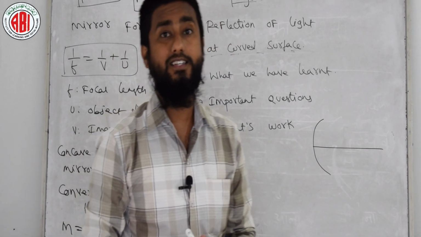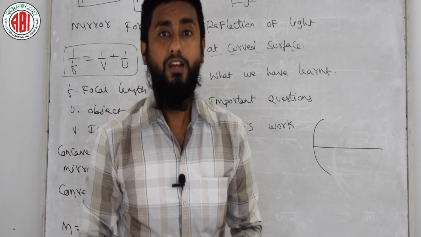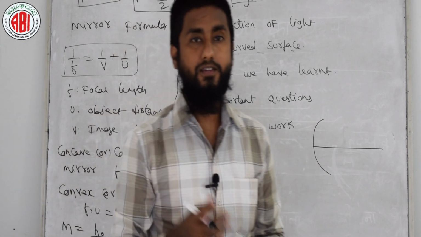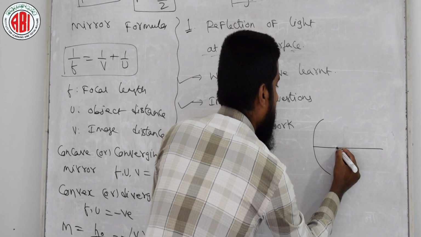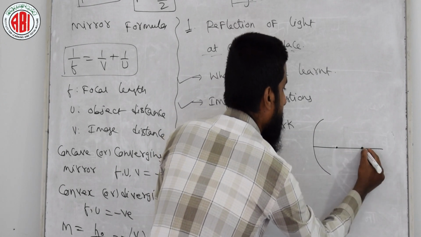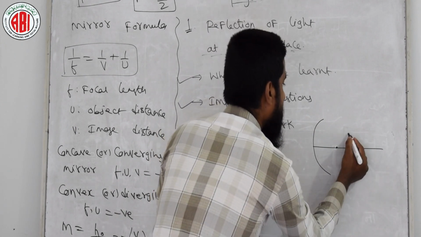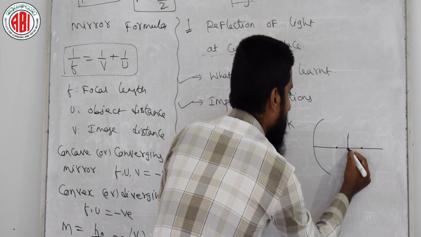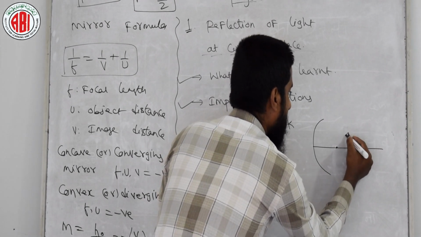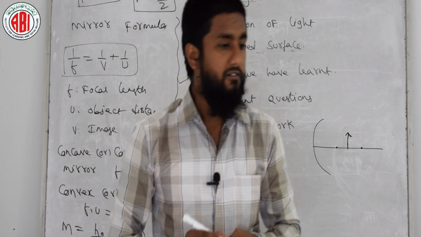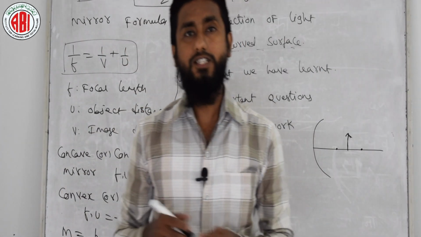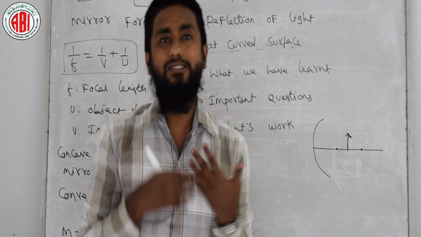So the question asked is: where will the image form when we place an object on the principal axis between focus and center of curvature? Focus is somewhere here, center of curvature is somewhere here. So we are placing the object in between focus and center of curvature. So where will the image form? You are not supposed to be confused. You just need to apply a few rules to answer this question.